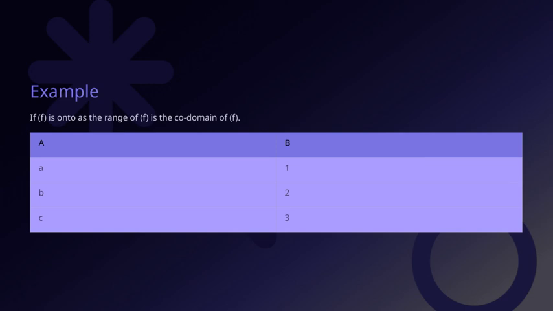This is a key point because it highlights that the range, the actual outputs we get from the function, is the entire set B, the codomain. Understanding this relationship helps us see that an onto function essentially covers the entire target set, making the range equal to the codomain. This concept is fundamental when studying functions, especially in understanding their behavior and properties across different mathematical contexts.